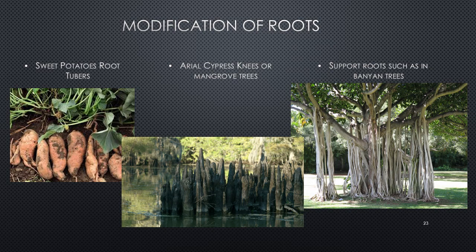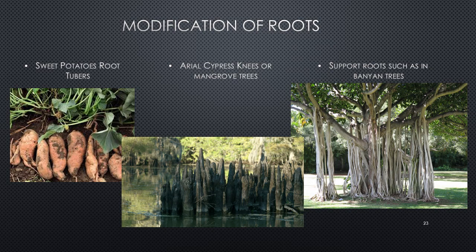Now, there are all kinds of modifications of roots. So just real quickly, I mentioned that sweet potatoes are root tubers. So remember, that would be where those parenchyma cells are storing a lot of starch. There's also aerial roots. So if you've ever seen cypress knees or mangrove trees, they have these roots that come up out of the water. Those are called aerial roots.